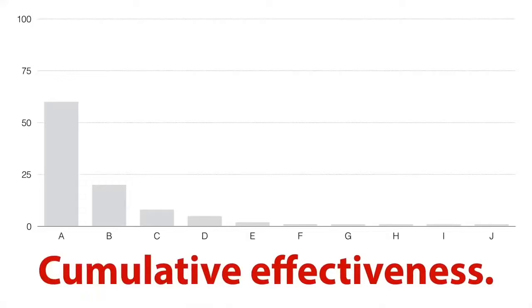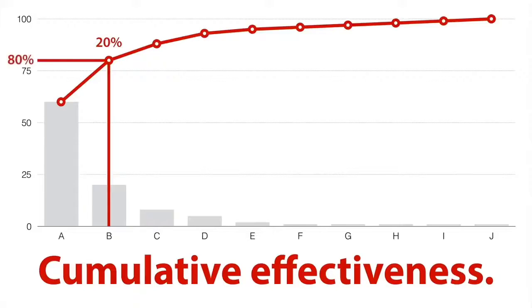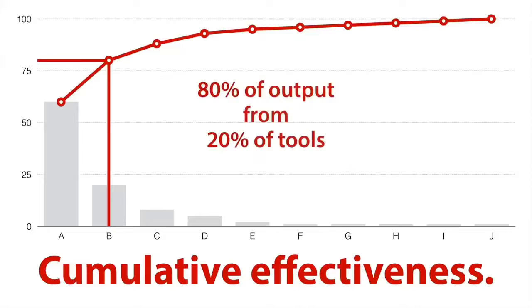Well, the first one's right here at 60% where the tool started. Then you add on the 20% from B and it goes up, and then you add on C and D, and you add up little smaller pieces. And by the time you get to the end, you've got 100% of effectiveness from your 10 tools combined. The important thing about this is you only have to go to the second tool. That's 2 out of 10. So that's B, that's 20% of your tools. And in this made up example, you've got 80% of your output. So 80% of the output from 20% of the tools.